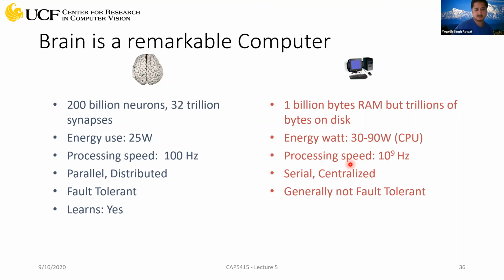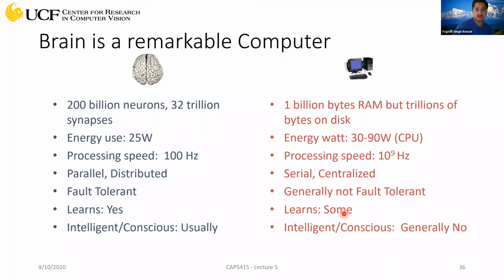We have fault tolerance in our brain. We have some fault tolerance to some level in computers as well. The other major difference is that the human brain can learn, but for computers, we are not sure. To some extent it can learn. And of course, usually in the human brain we have intelligence, and for computers, it's a no at this time.